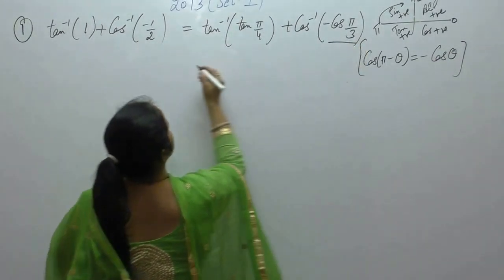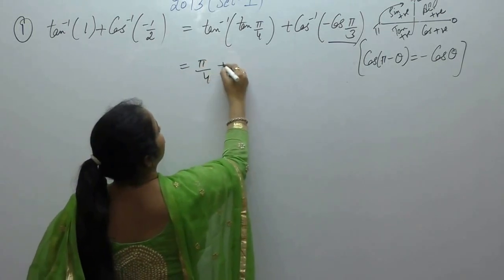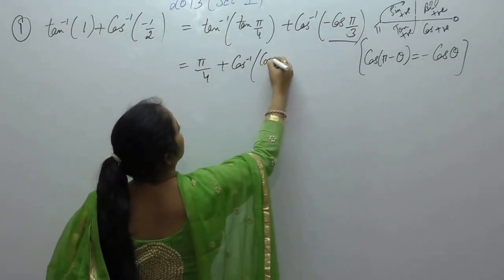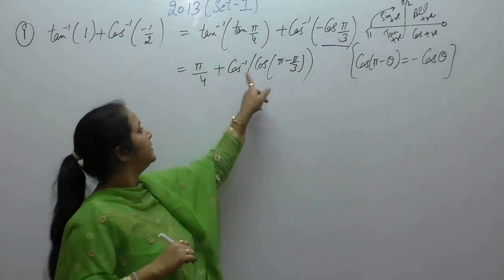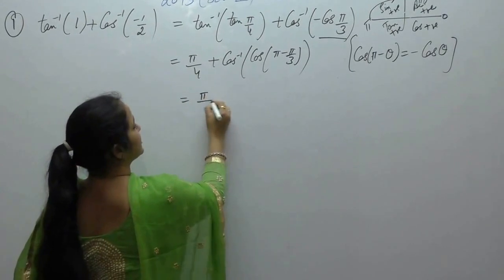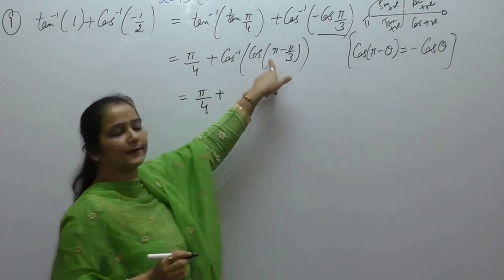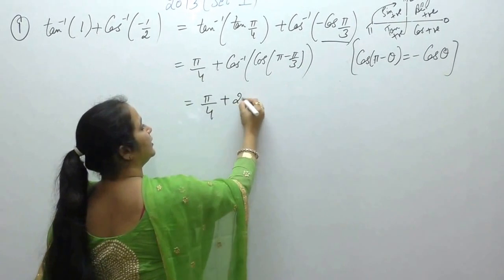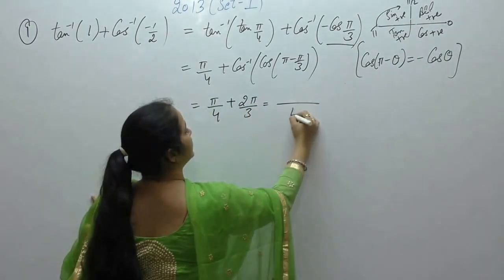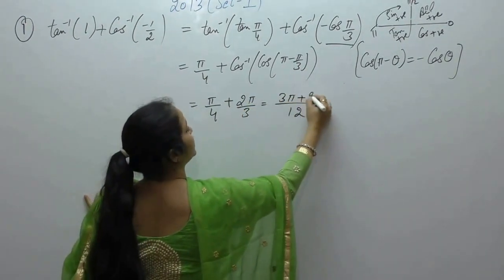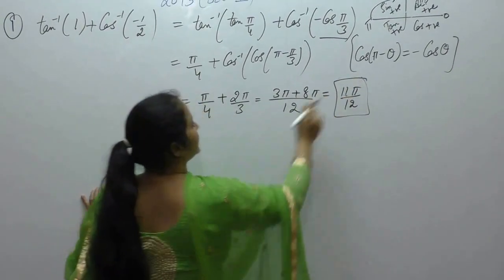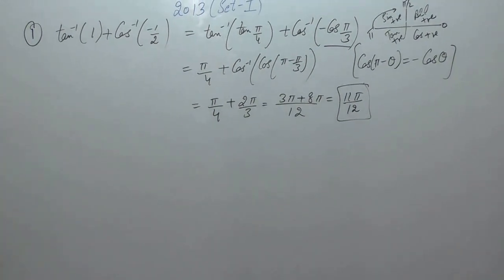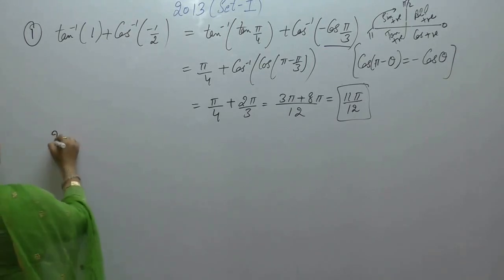So instead of this we will write it as plus cos inverse cos of pi minus pi by 3. Cos inverse and cos will get cancelled, so pi by 4 plus, take the LCM, 3 pi minus 4 pi by 12... that is, pi by 4 plus 2 pi by 3, 3 pi plus 8 pi is 11 pi by 12. 11 pi by 12.